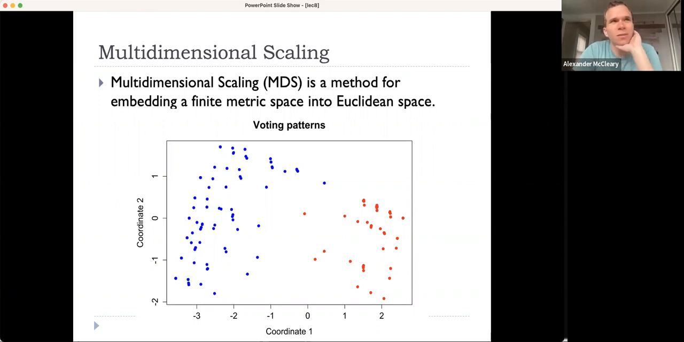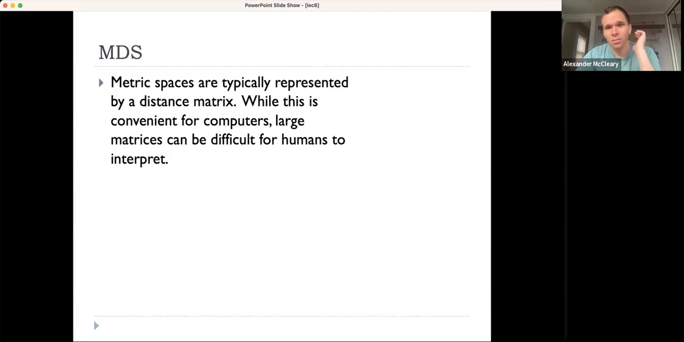And so that's something interesting that we can do, is define this metric on senators. But the thing is, if we just define this metric, how is that metric going to be given? Well, a metric is just a distance matrix, right? That's all there is to it, really. And so this is nice for computers. Computers can look at a distance matrix and see stuff in it. But for humans, large matrices are oftentimes very difficult to interpret, and it's tough to see what's going on.